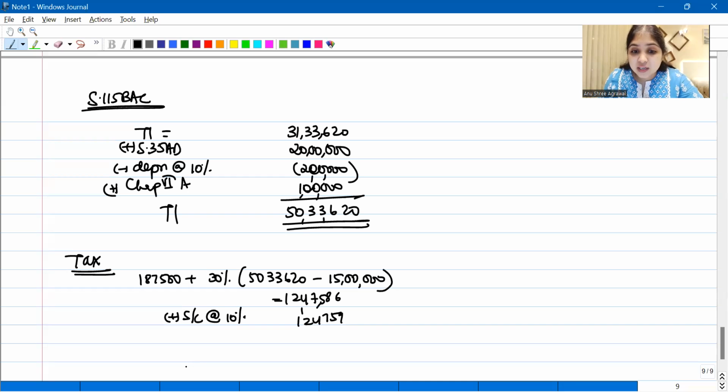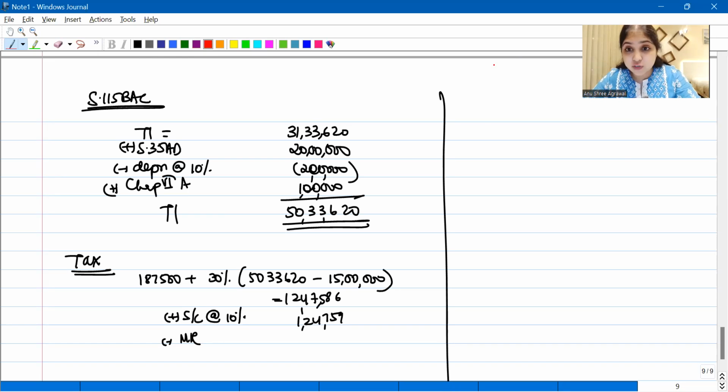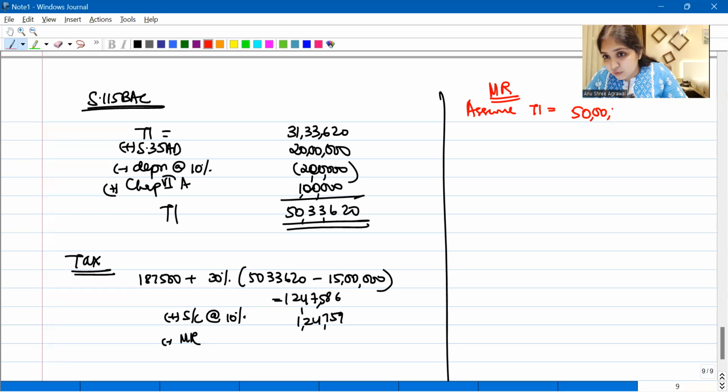Right? Now, after surcharge, what next? What do you think about next after surcharge always? You think about marginal relief, right? Now, let us do marginal relief calculation also. It will be a good revision for us. Now, marginal relief, what will you assume? You will assume that your total income is, because the surcharge is 10%, more than 50 lakh within 1 crore, so you will assume your total income is 50 lakhs.